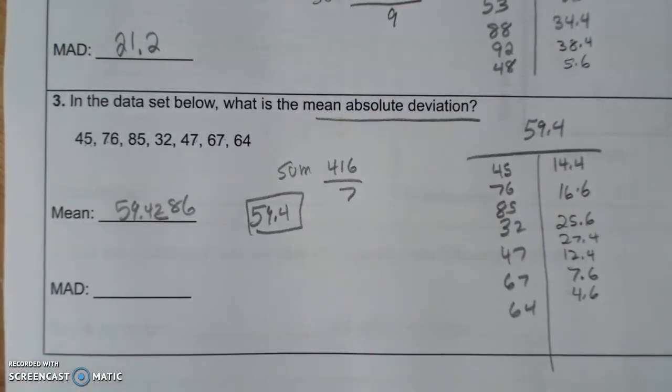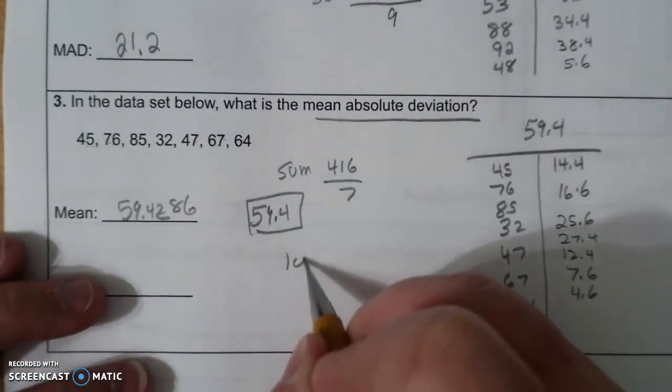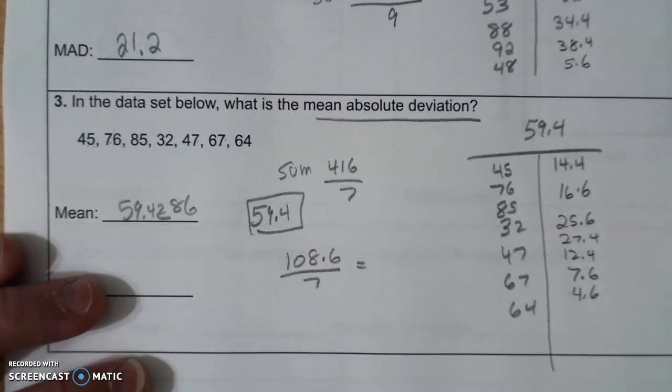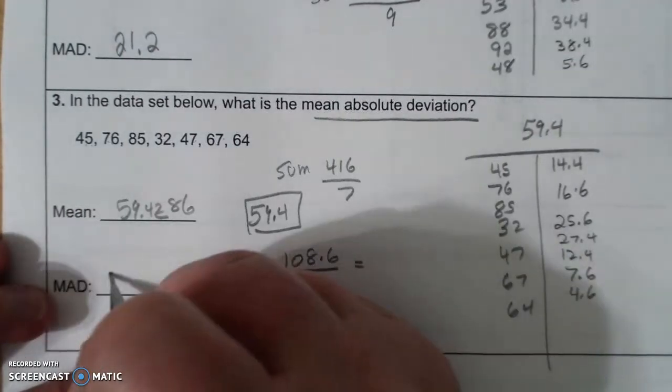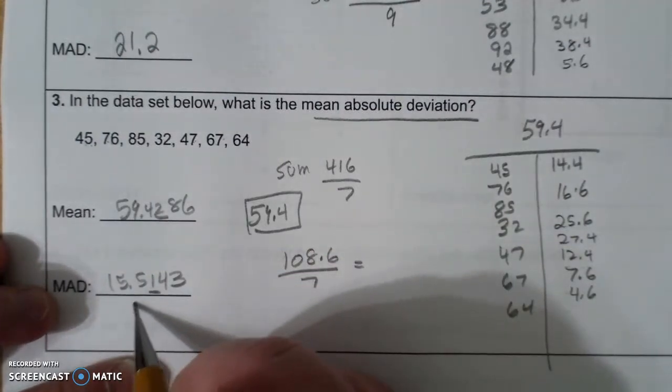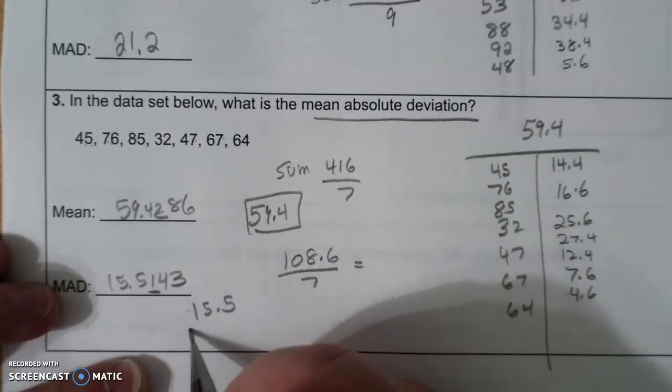Need to do the sum. 14.4 plus 16.6 plus 25.6 plus 27.4 plus 12.4 plus 7.6 plus 4.6 is 108.6, divided by 7 is 15.5143. To the tenth is 15.5.